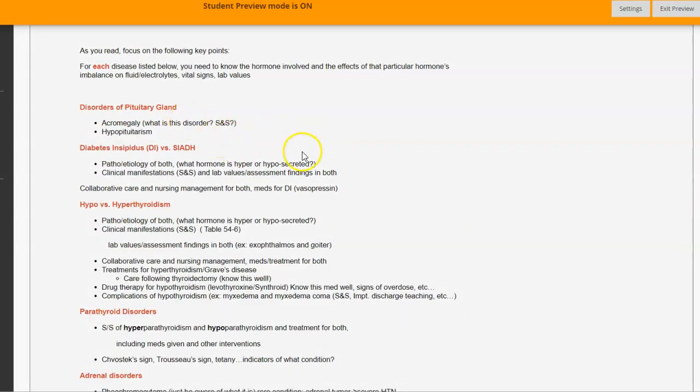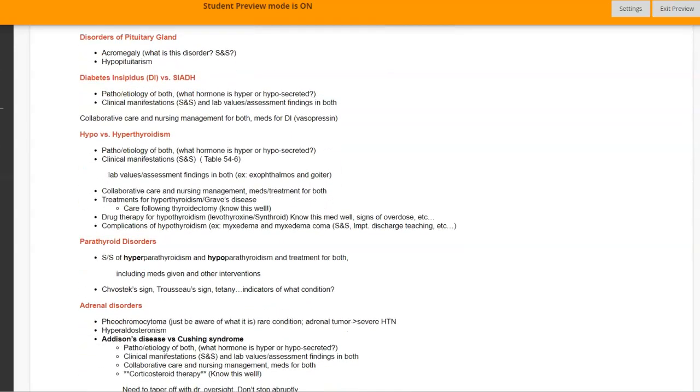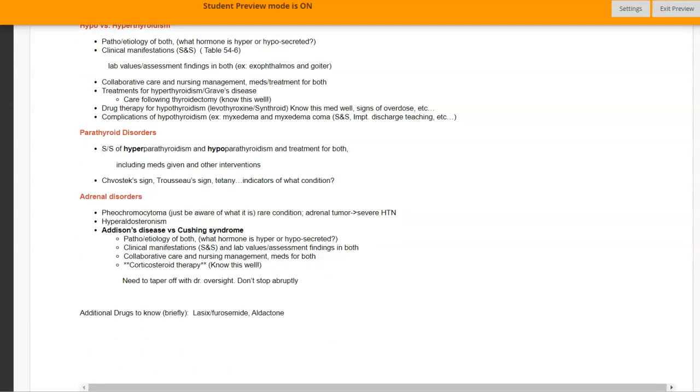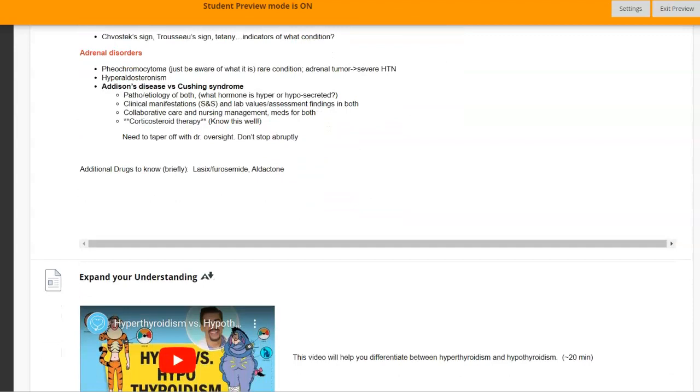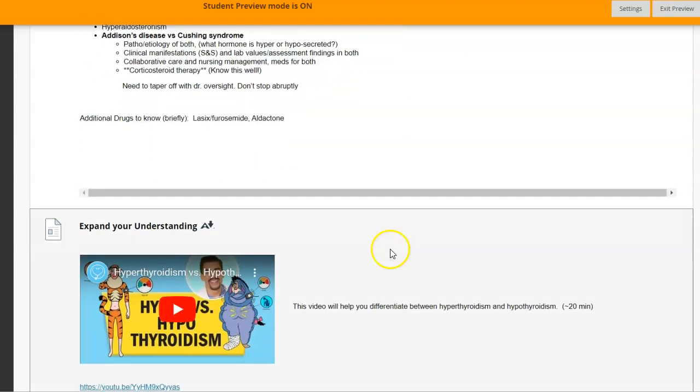You want to make sure that you know about acromegaly and hypopituitarism, diabetes insipidus versus SIADH, hypo versus hyperthyroidism, parathyroid disorders, and adrenal disorders like Addison's disease and Cushing's disease. And here are some additional drugs to know briefly.